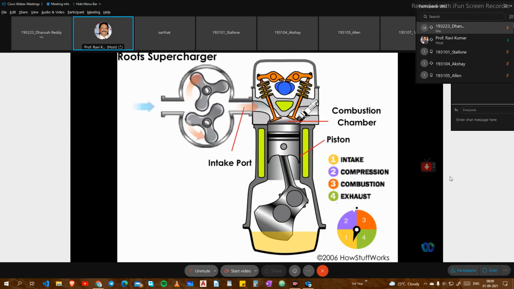Here we are seeing one picture with an additional arrangement. This is called a Roots supercharger. A Roots blower or vane blower is connected here. This is an additional part for the engine. The total engine seen here is a single cylinder engine. We have the piston and cooling system, and you can see the two valves, the inlet valve and the exhaust valve.